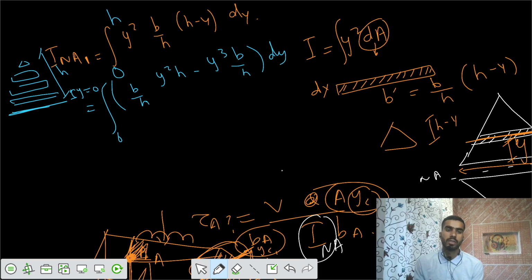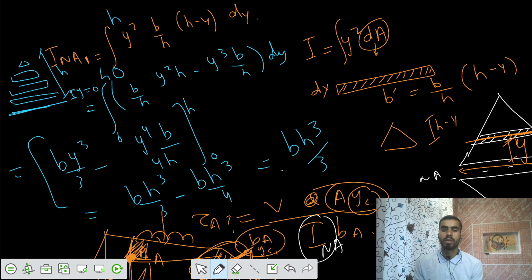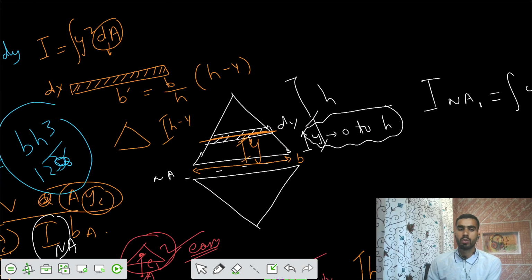So you integrate it from 0 to h, and you get a value of b h y cube by 3 minus y to the power 4 by 4 times b by h. Then you substitute the limits 0 to h, so we get bh cube by 3 minus bh cube by 4, that is 4 minus 3 over 12. So for the first part, we got a value of bh cube by 12. The moment of inertia about the neutral axis for the first triangle is bh cube upon 12.